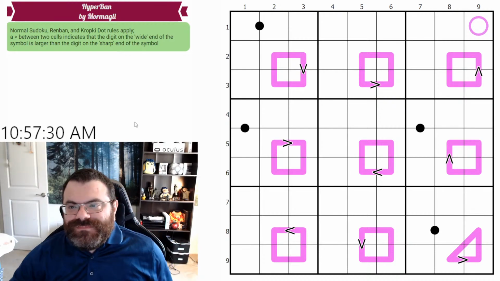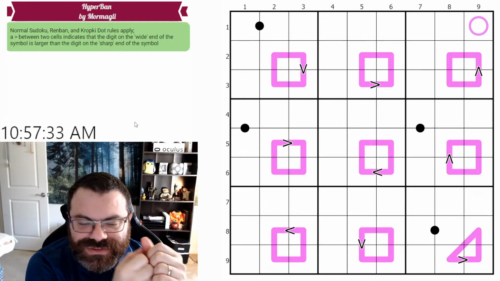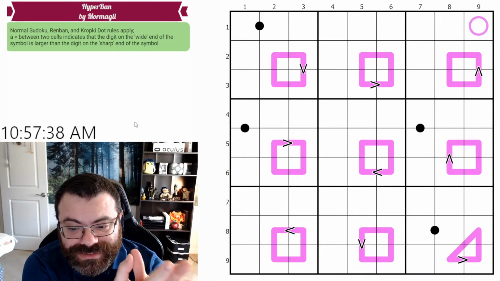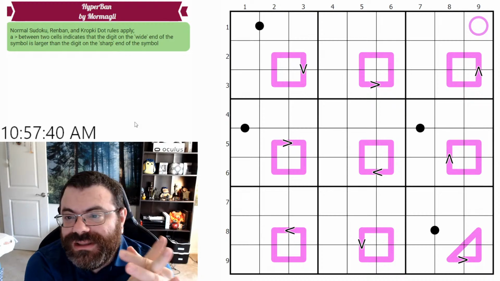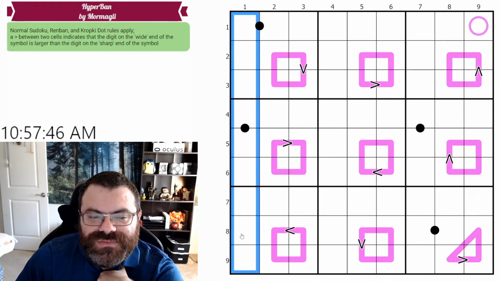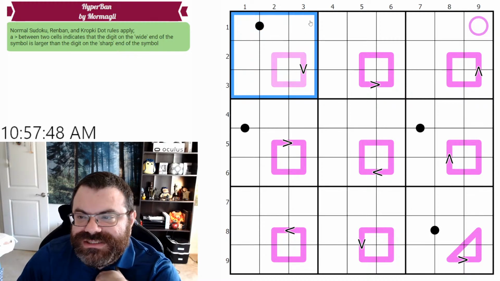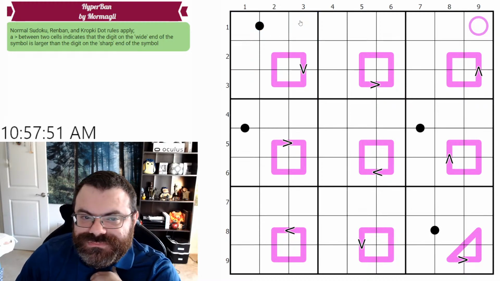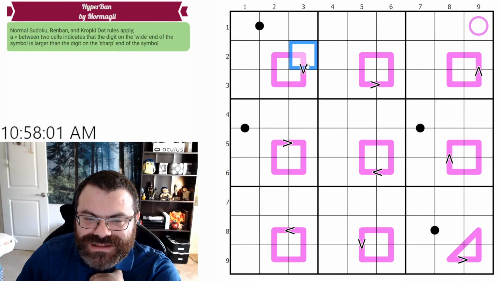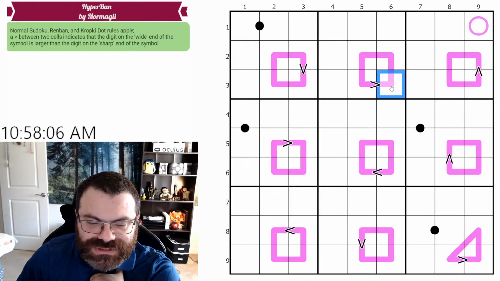All right. This is called HyperBan. It's by Mormagli. I've been told this is a harder puzzle. So we have normal Sudoku rules, which means in every row, in every column, and in every box, we are placing the digits 1 to 9 exactly once without repeating. A greater than symbol between cells works like a greater than. So the alligator wants to eat the bigger digit. So this digit is bigger than this one. This digit's bigger than this one.